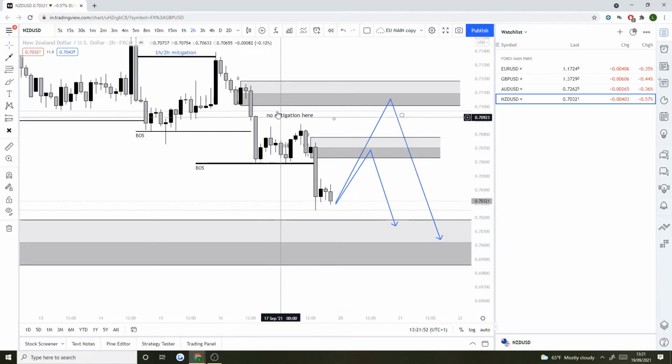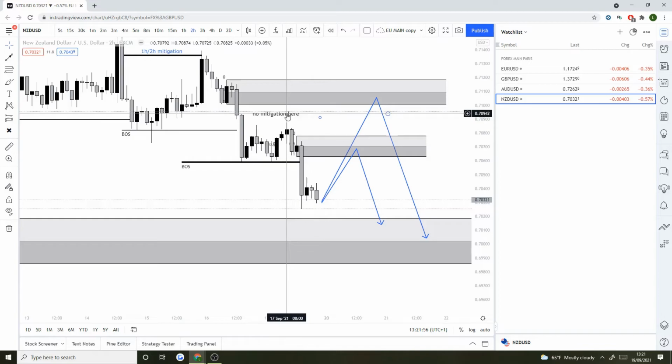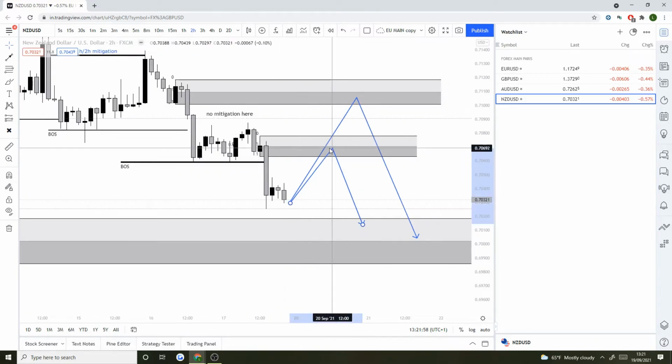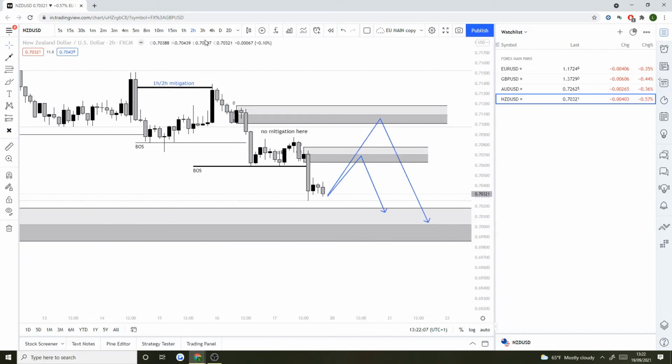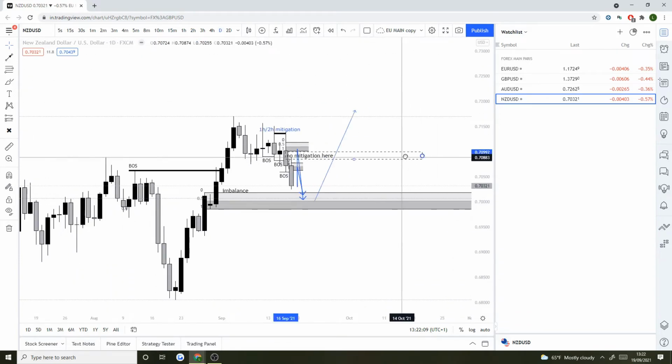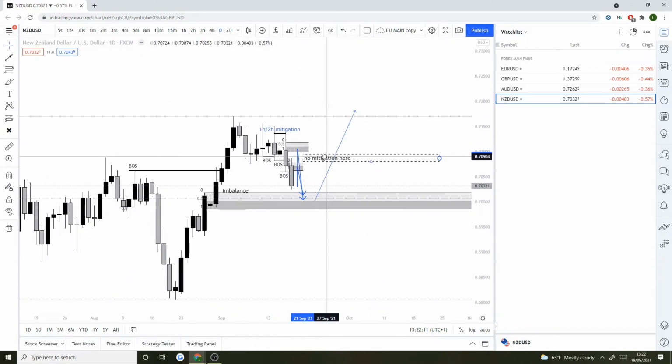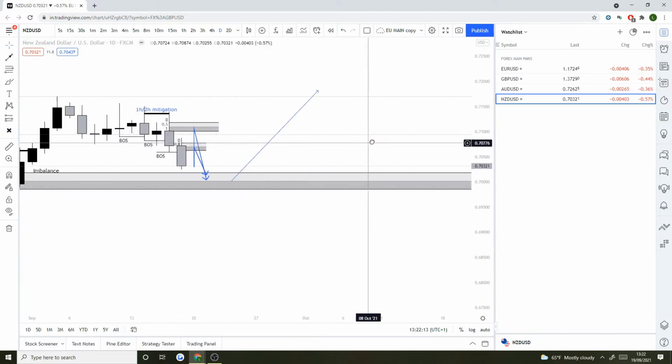But of course, the mitigation doesn't have to happen. It's just if the institutions want the mitigation to happen. So I'm also open-minded to the possibility that price will just retrace up to this most recent structural point and then continue down. Alright, so on NU, I'm forecasting 3 potential opportunities.